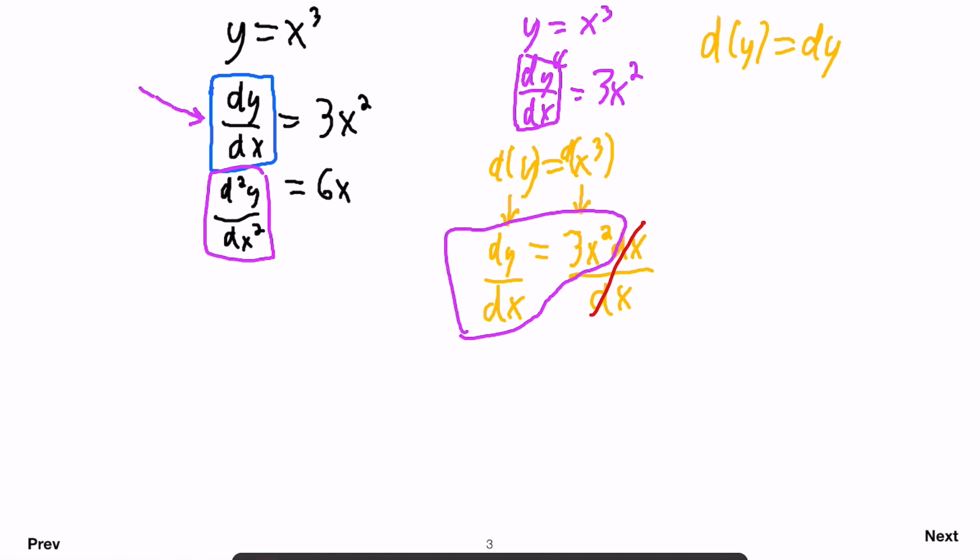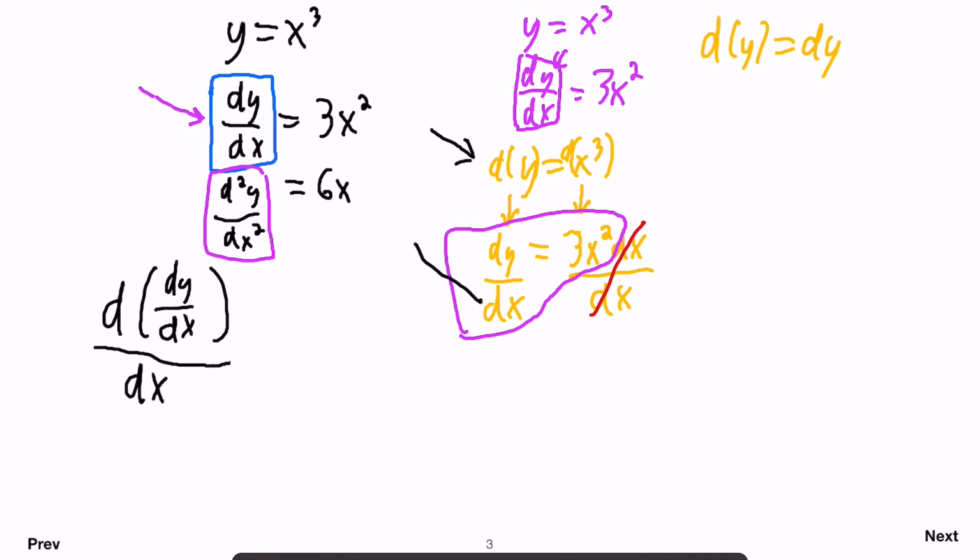Okay, so if we're going to take the derivative of the derivative, the derivative of dy over dx is going to be the same as the differential of dy over dx divided by dx. Just like here, we took the differential and then we divided by dx. That's going to be the same set of operations we do here. So how do we do this? Well, we're going to use the quotient rule here.